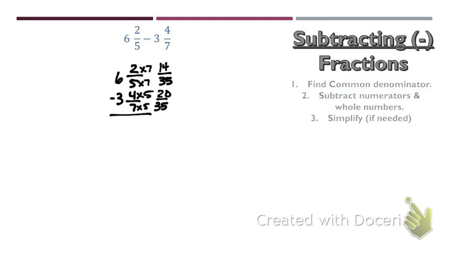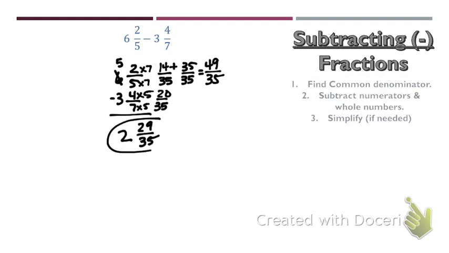I did not want to borrow. We can't take 14 from 20, so we're going to have to borrow, so this makes it a 5. When you take out a whole 1, that means it comes to 35 out of 35, because you're pulling that whole number out. So we're going to add that together. We get 49 out of 35. Now I can take 49 minus 20. We get 29 out of 35. 5 minus 3, we get 2. And that's as small as it goes.